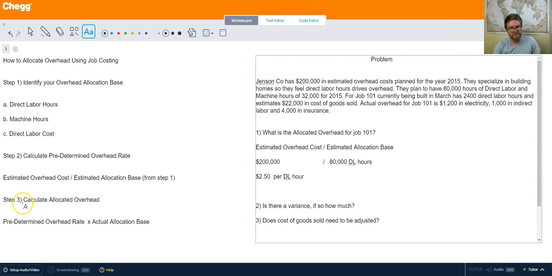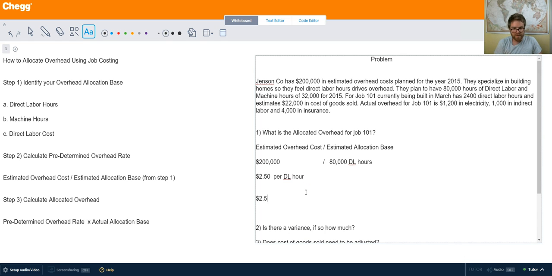From there, we can go to step 3, calculate allocated overhead. Take your predetermined overhead rate times your actual allocation base. So $2.50 per direct labor hour times your actual labor hours. If we notice here, Job 101 has 2,400 direct labor hours. So multiply that out. $6,000. So for Job 101, our allocated overhead is $6,000.